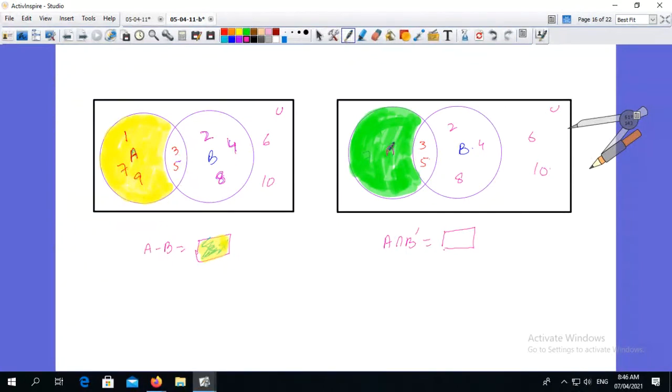This is 1, 7 and 9. Or I use a different color. 1, 7 and 9. And we shade this color here. The result of A intersection B complement from the Venn diagram.